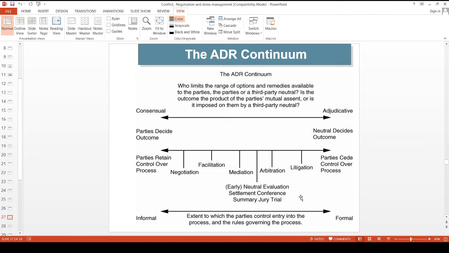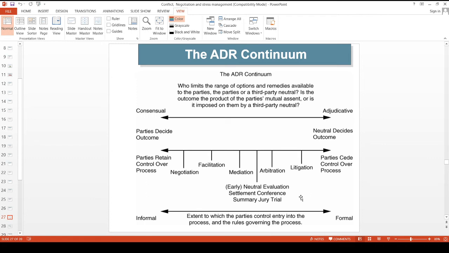Now, when you see this graph, there are two extremes. One extreme is more informal in nature, in which we use informal techniques to resolve the conflict between the two parties. On the other extreme is the formal approach, in which a more formalized process is adopted to resolve the conflict. We have already discussed these formal and informal approaches. Now, what happens in the informal approach? The parties retain control over the process. That's why this is the more informal process.